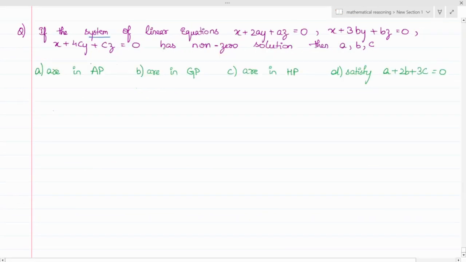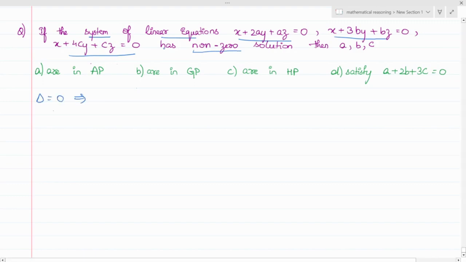In this question, system of linear equations are given to you. Those are these three equations. And if you observe in these three equations, the constants are 0. So it is said to be a homogeneous equation. And it is told that these have a non-zero solution, which means a non-trivial solution. That is, delta is equal to 0.